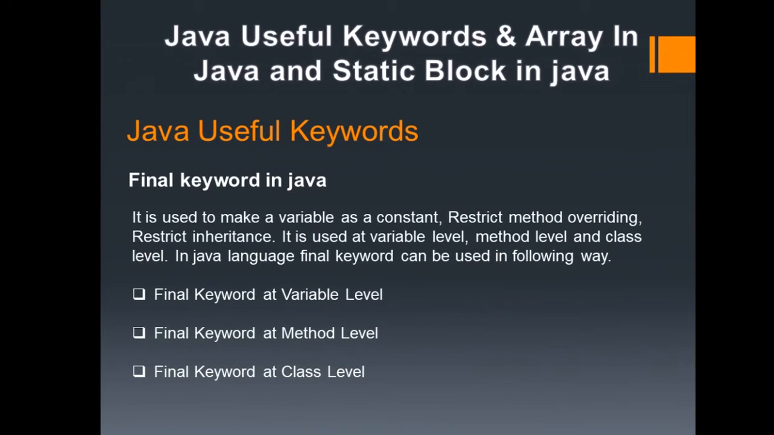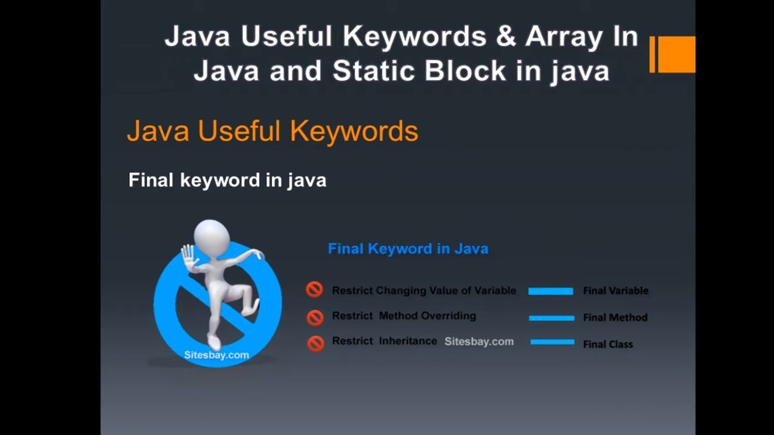Now the first keyword we are going to discuss is the final keyword in Java. It is used to make a variable a constant, restrict method overriding, and restrict inheritance. It is used at variable level, method level, and class level. In Java, the final keyword can be used in the following ways: final at variable level, final at method level, and final at class level. This is the diagram that shows the use of the final keyword in Java. Please note this diagram. This is a very important diagram.